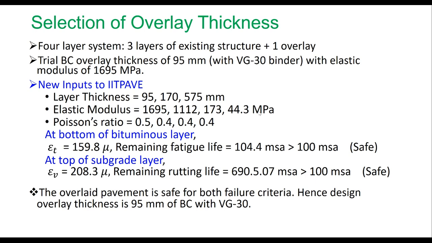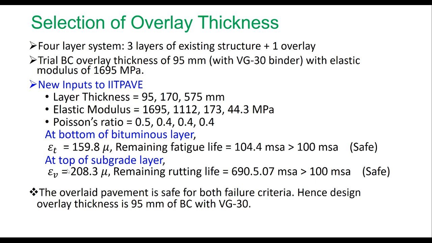Elastic modulus like this, Poisson ratio like this, and we calculate the epsilon T, that is the tensile strain at bottom of bituminous layer, 159.8, and you put this value in the equation again, and you get the remaining fatigue life of 104.4 MSA, which is more than 100 MSA, and therefore the design is safe. And this design was already safe in rutting, and therefore there is no need to calculate this value.